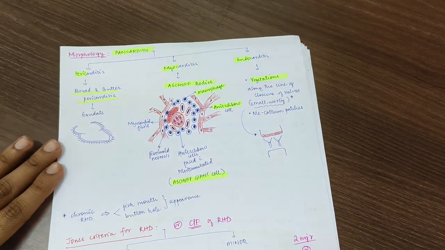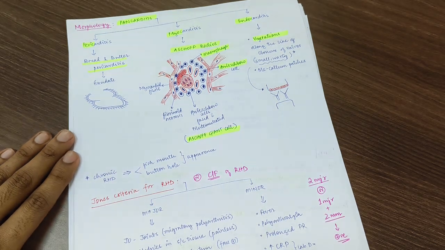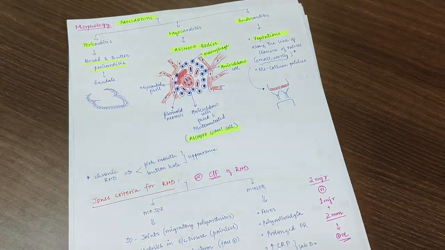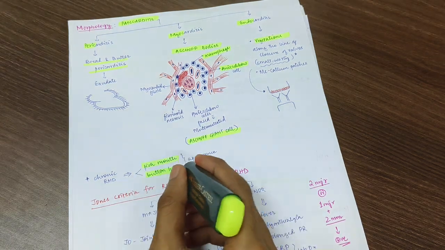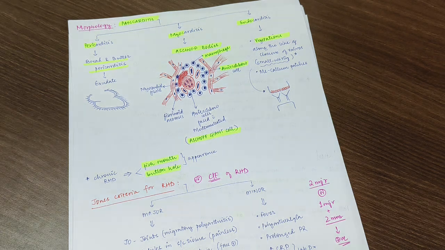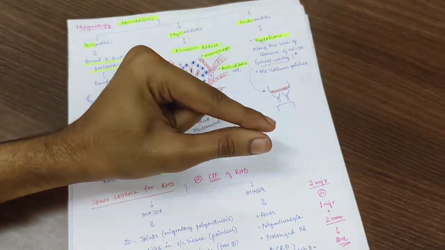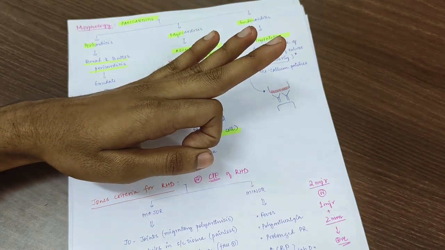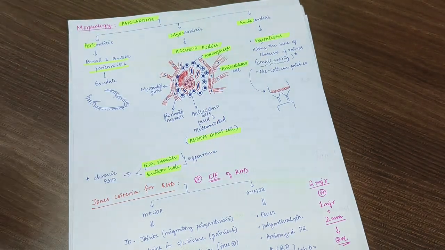So in chronic RHD, there is a typical pattern of the mitral stenosis or the particular valves, which is called a fish mouth appearance or buttonhole appearance. Because of fibrosis, the valves become like a fish mouth or a buttonhole appearance.